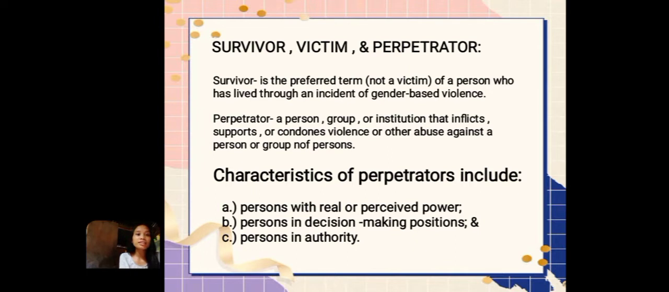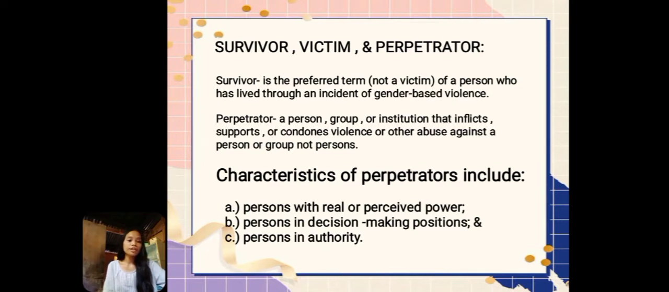Survivor is the preferred term, not victim, for a person who has lived through an incident of gender-based violence. We often use survivor to refer to someone who has gone through the recovery process or when discussing the short or long-term effects of sexual violence. Some people identify as a victim while others prefer the term survivor. The best way to be respectful is to ask for their preference. So the difference is that a survivor is defined by their life afterwards, while a victim is defined by the harm that has come to them.